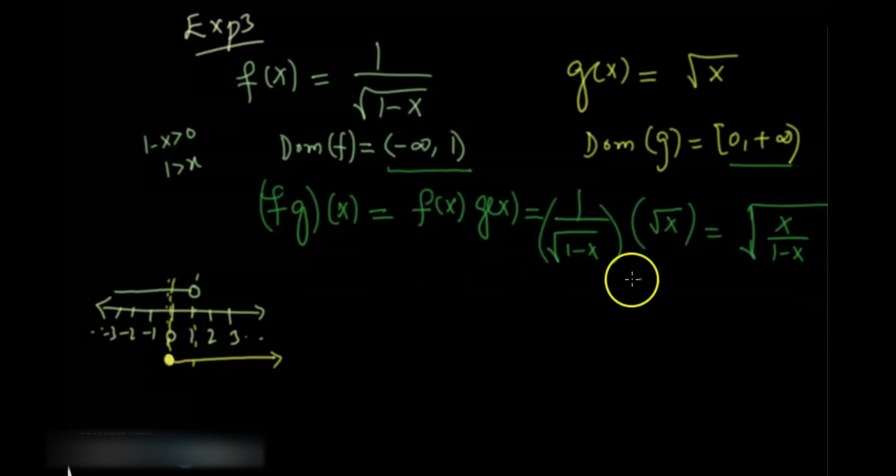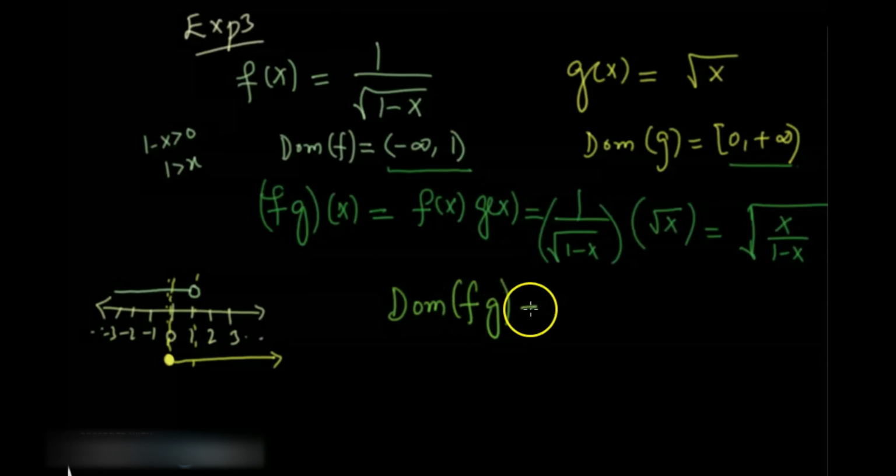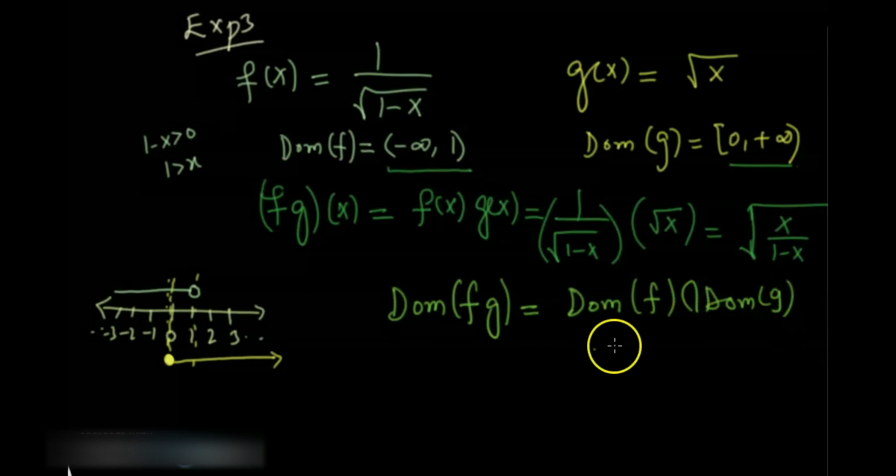So the domain of fg is going to be the intersection of the domain of f and g, which is equal to 0 included, 1 excluded. This one here. So this way you can do some other examples by yourself.